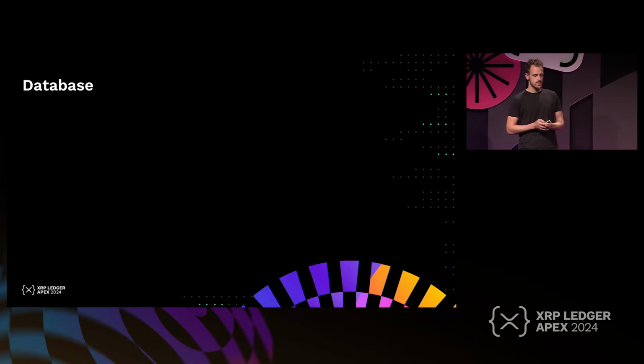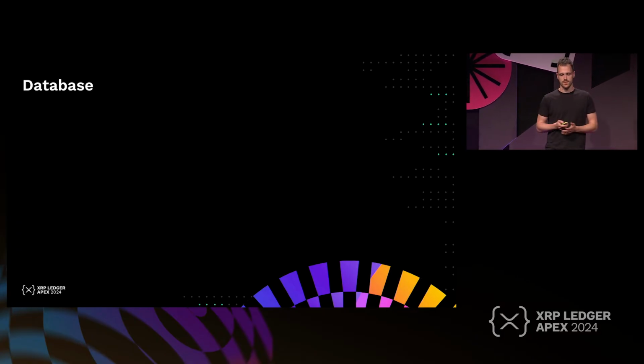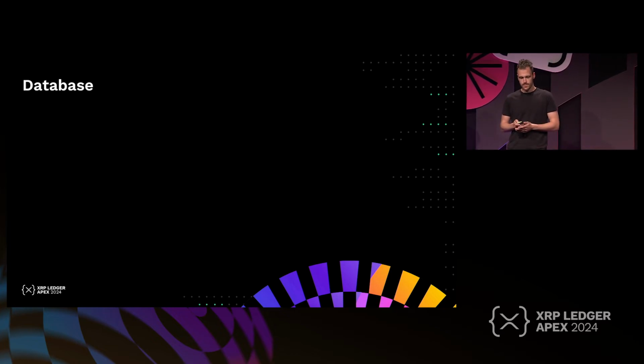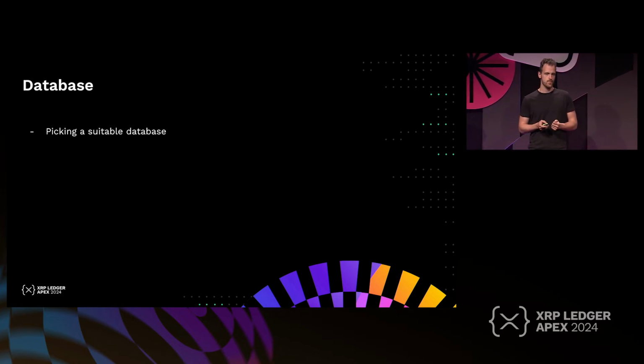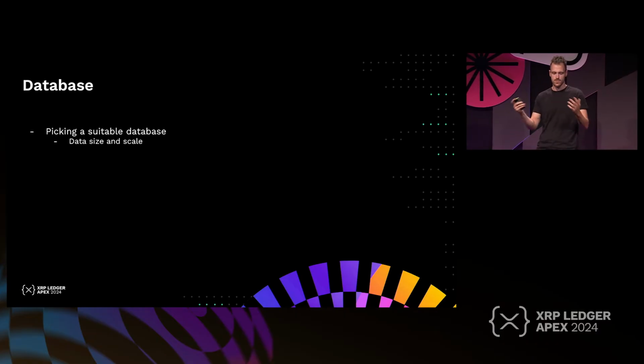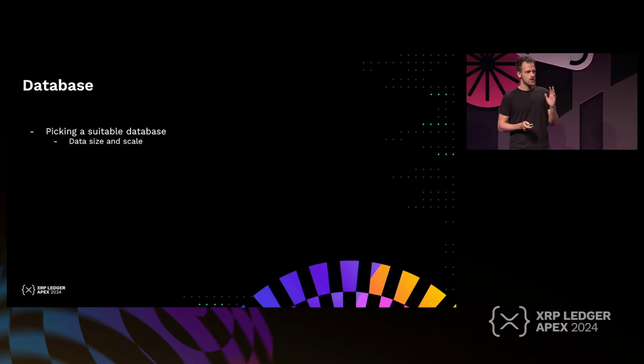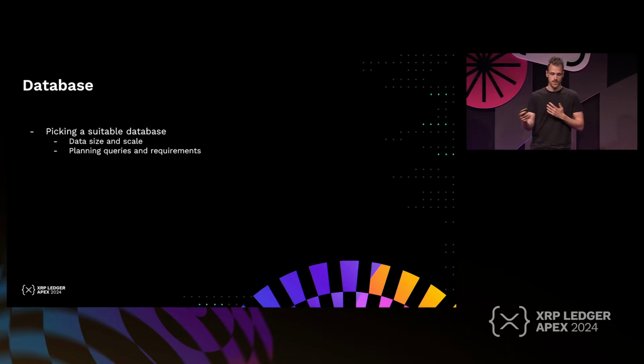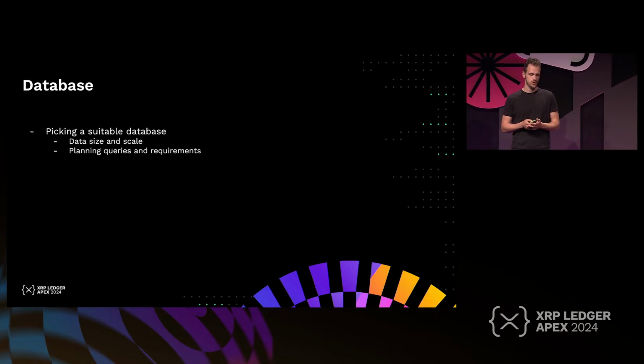Next one is the database. So this is arguably the core of similar projects such as a data API. And the first decision is we have to pick a suitable database. Picking a database, the infrastructure depends on the choice of the database and the surrounding services. So we have to look up the data size and the scale of the data that we will be processing. We have to plan the queries and the functional and non-functional requirements.